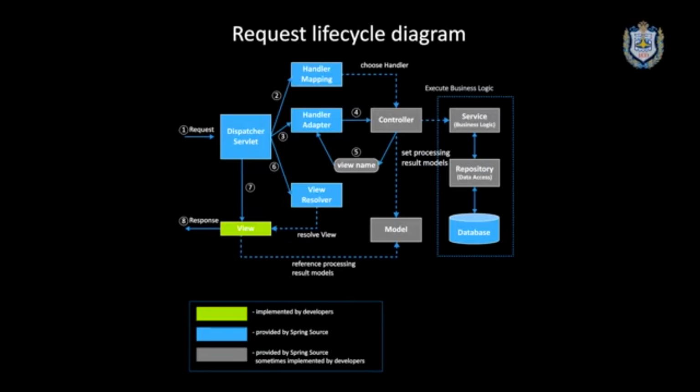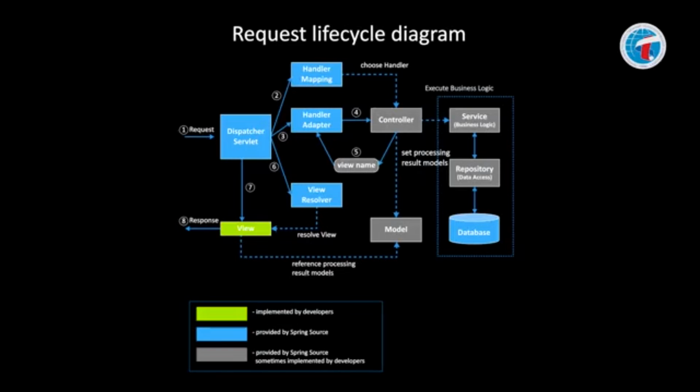Dispatcher servlet, based on the received model and view, looks for which view to use via the view resolver, and receives the name of the view in the response. The data, the model, is passed to the view and back, if necessary. The response from the view is sent.